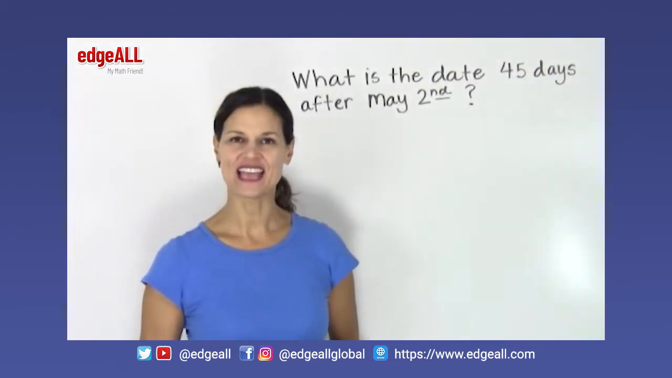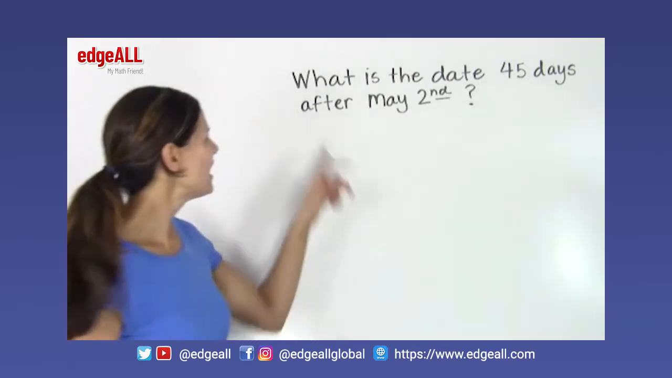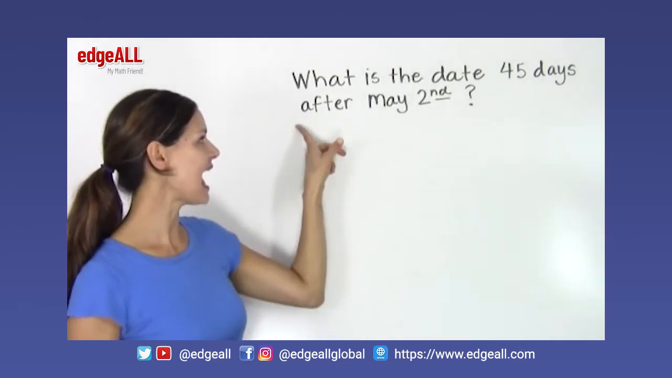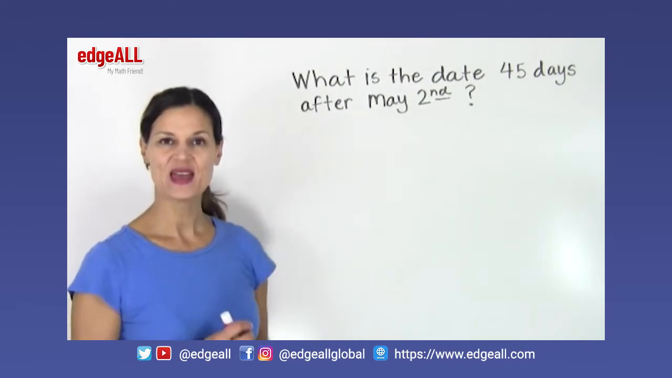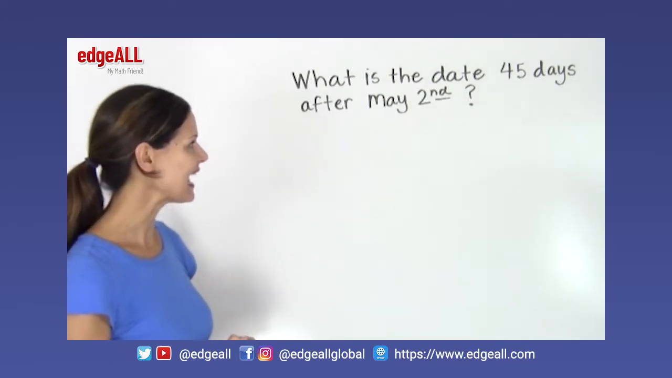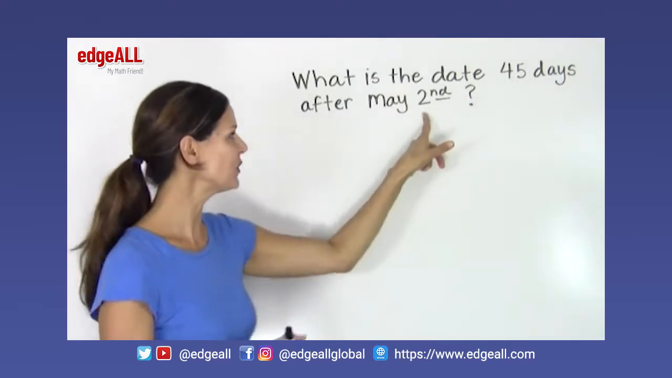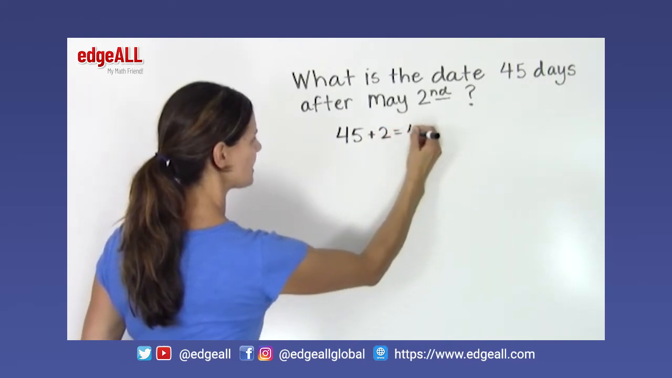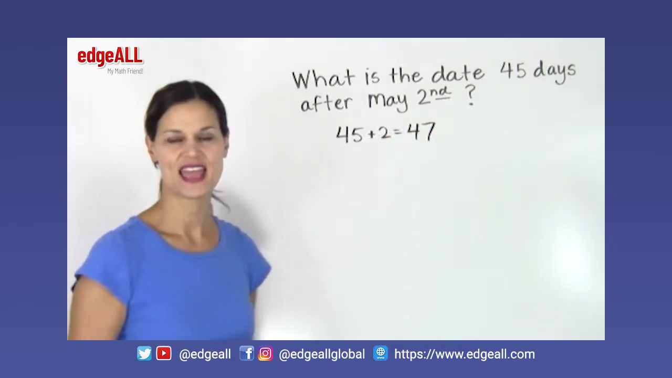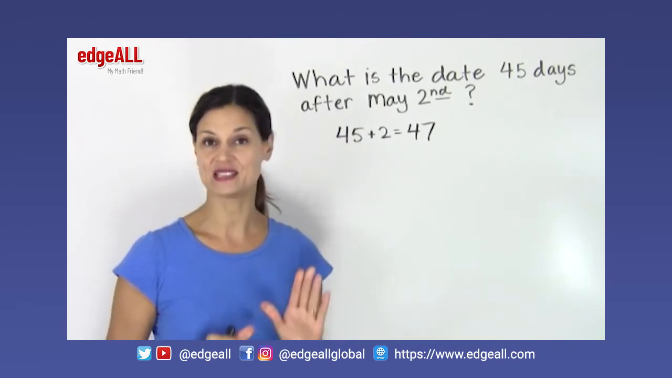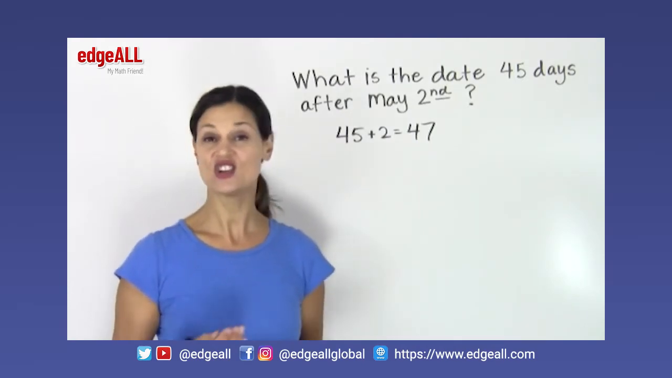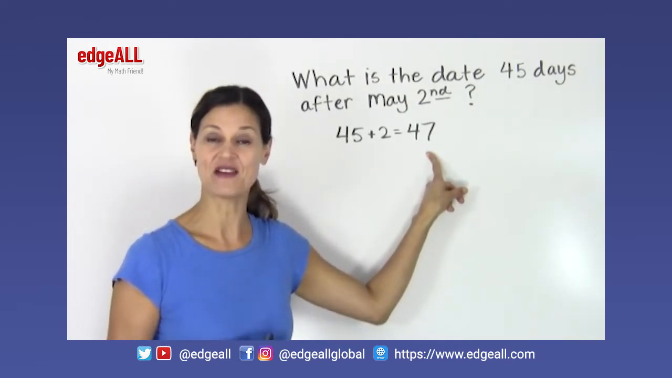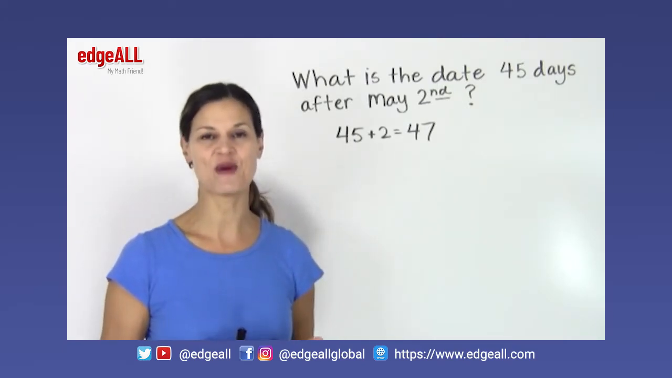Let's look at another example that's a little more complicated. We are asked, what is the date 45 days after May 2nd? So let's begin by adding 45 to 2. So we start out with 45 plus 2 equals 47. Now we know that May has 31 days in it. There is not a date of May 47th or the 47th day of May because May only has 31 days.